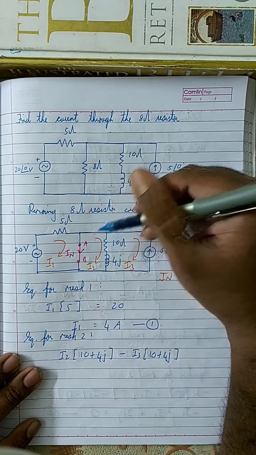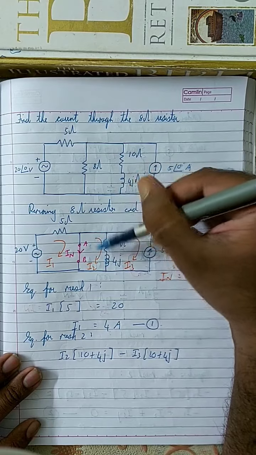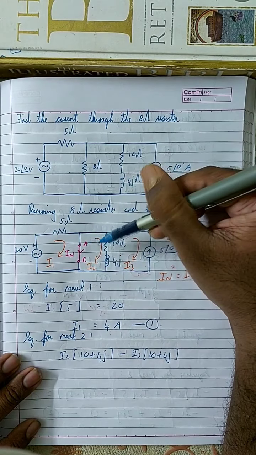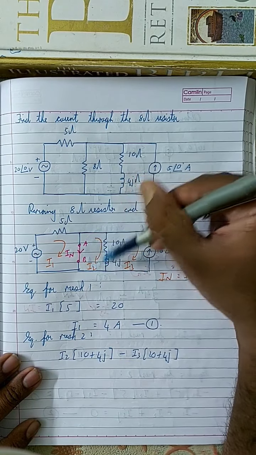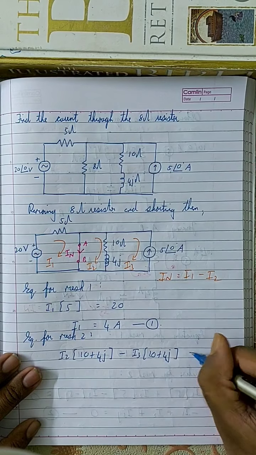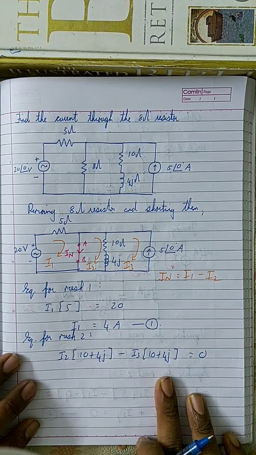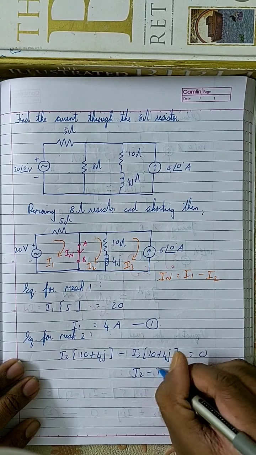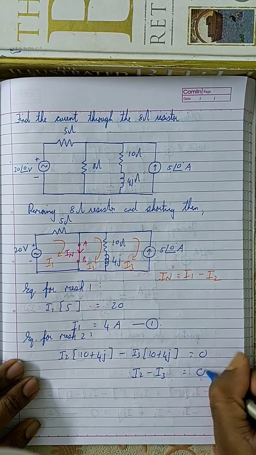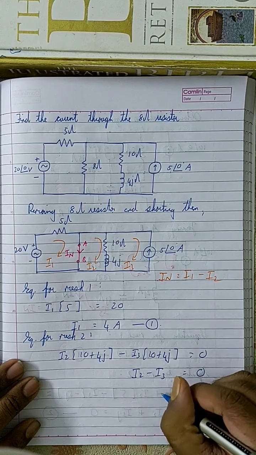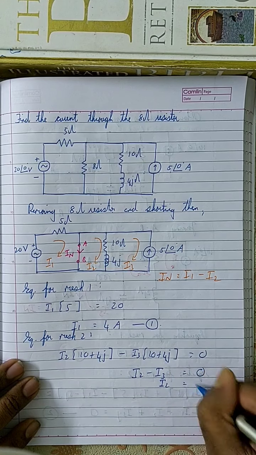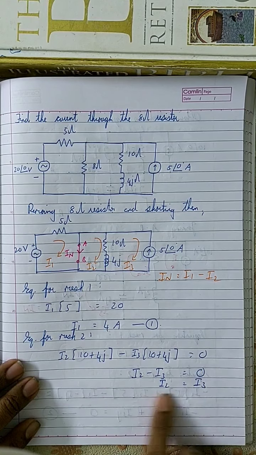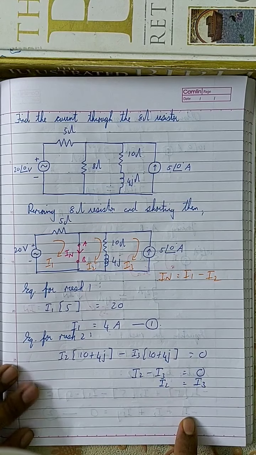And also there is no voltage source over here, right? So therefore this is equal to 0. Basically it means that I2 minus I3 is equal to 0, or I2 is equal to I3. We can write that also. I2 is equal to I3. This is the equation for mesh 2.